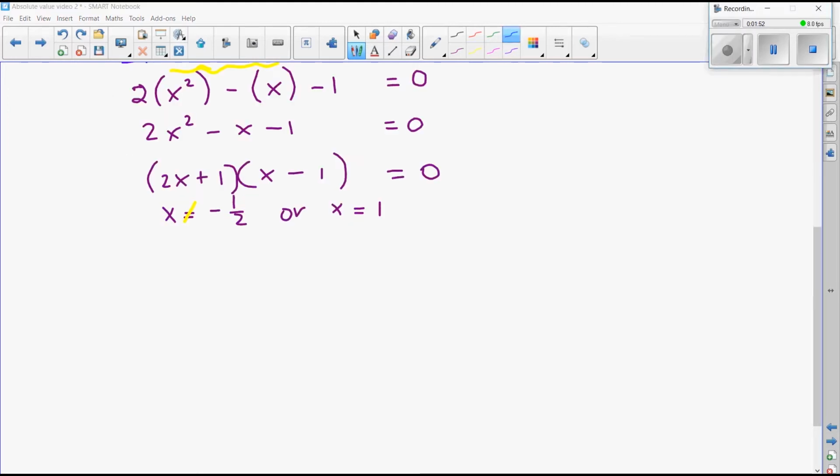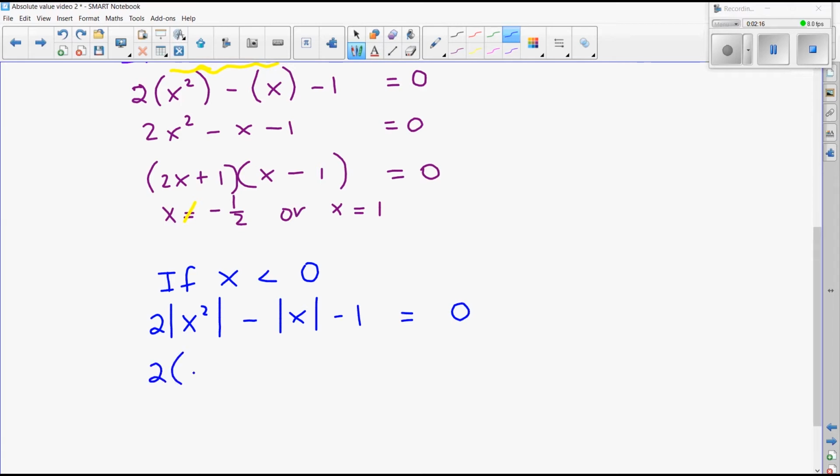So now we do the solution for x less than 0. So then my equation, remember my equation was, I'm just going to rewrite it, 2 times the absolute value of x squared minus the absolute value of x minus 1 equals 0. So if x is negative, I'm going to have 2 times x squared minus minus x, because x is negative, minus 1 equals 0.